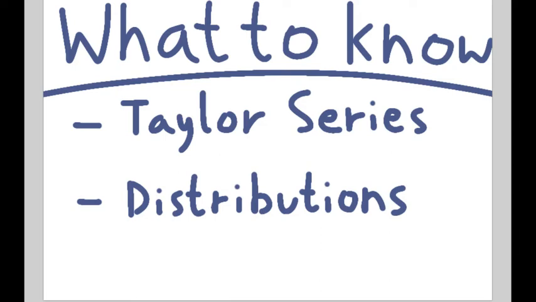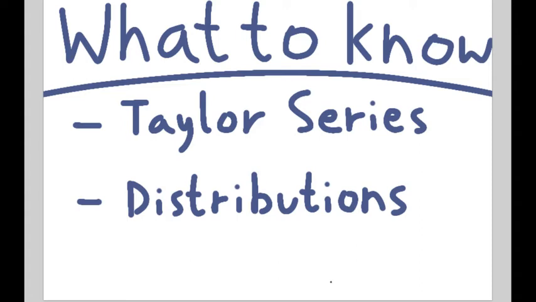Today's topic will be moment generating functions. Just as a prerequisite, I assume that you know the Taylor series, how to derive it, where it comes from, and also that you know about stats distributions. So, things like uniform distribution, Bernoulli, things like gamma distribution, beta, pretty much all the distributions. You don't need to know the specifics, but just the basic ideas behind the distributions.